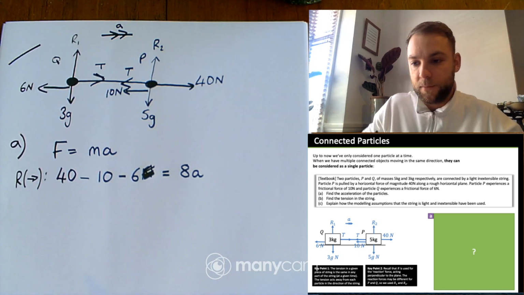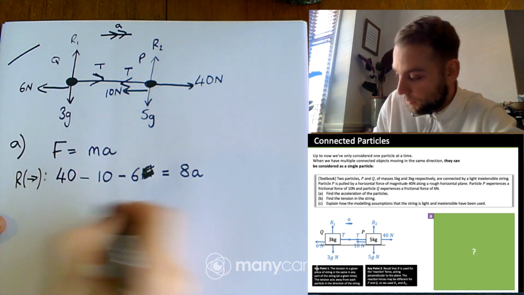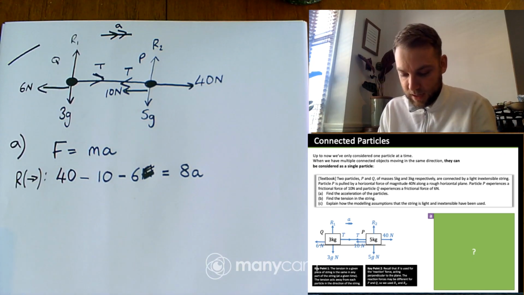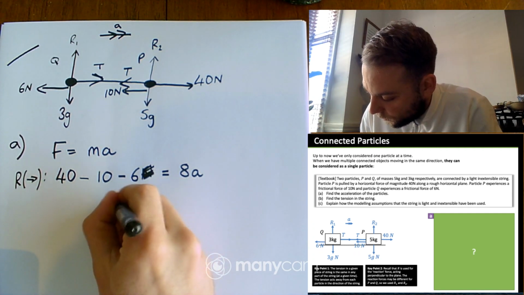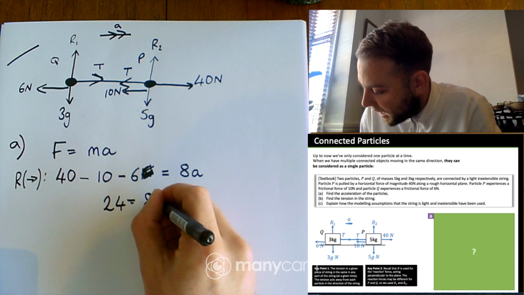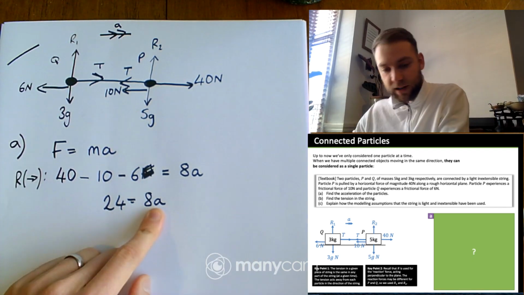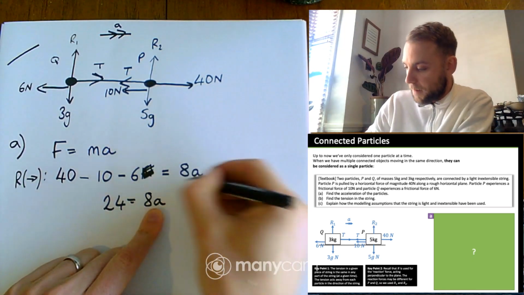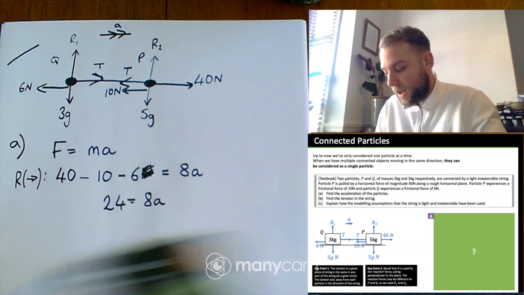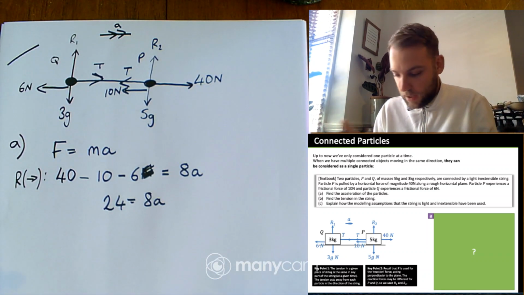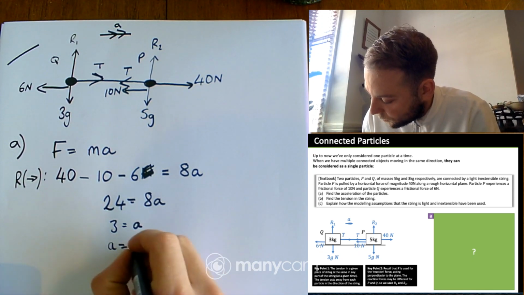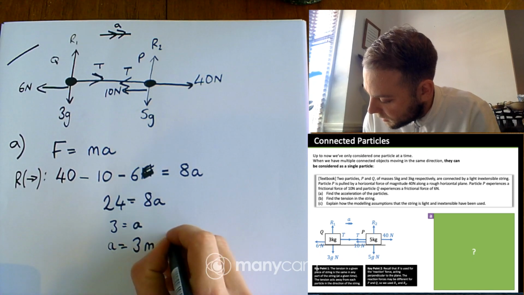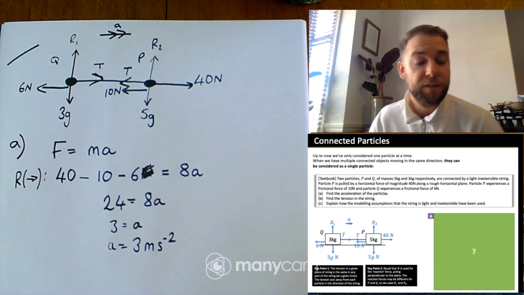Okay. So the first thing we need to do then is simplify this side. So 40 minus 10 minus 6 is equal to 24. So we have 24 is equal to 8 times a. So the total forces equal mass times acceleration. And then we're going to divide that. So 24 divided by 8, which is equal to 3, is equal to a. So a is equal to 3 meters per second squared, like so. So that's the first part of this done.